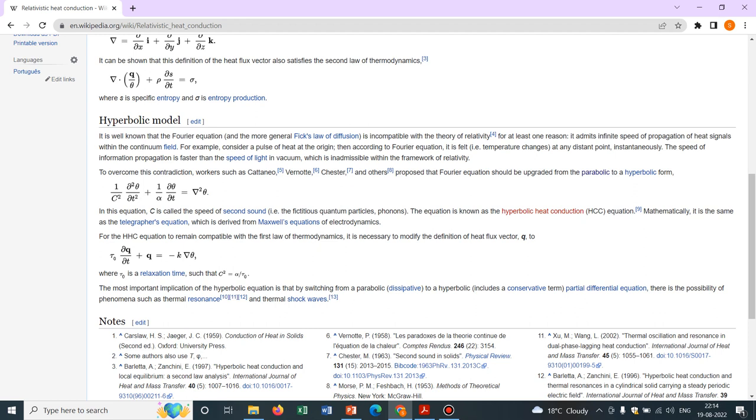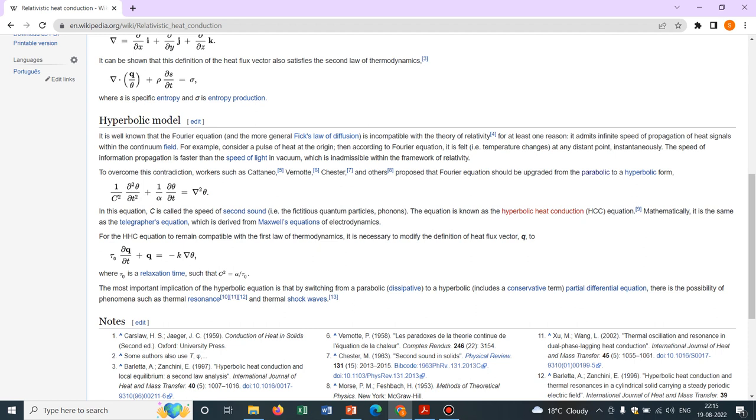How is it defined? Here they have mentioned c squared equals alpha by tau 0, where alpha is the thermal diffusivity, a property of the material. Divided by tau 0, that gives you the propagation speed. So the paradox was saying that heat or the signal is moving with an infinite speed, but if you put in this particular term, then heat will not propagate with an infinite speed, it will propagate with a finite speed, and the finite speed is c, where c squared is equal to this. So if we know c and alpha, then we can estimate this relaxation time.